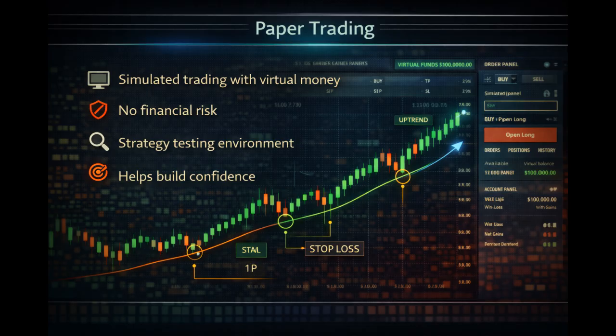3. The trader places a stop loss at $70,200. 4. The trader sets a take profit target at $71,200. If the price reaches the take profit level, the system records the trade as profitable. If the stop loss is triggered, the trade records a simulated loss. This process helps traders evaluate whether their trading strategy produces consistent results.